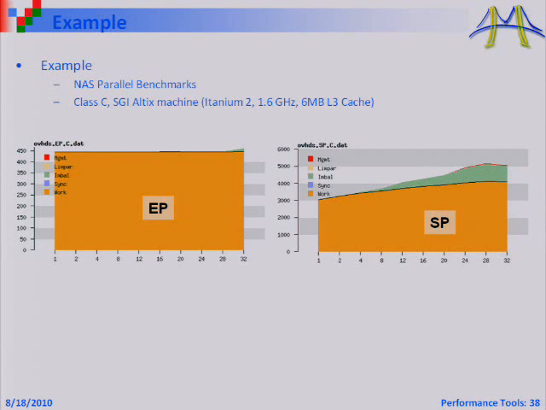So here's an example of how this actually looks in two small benchmark applications. These are from the NAS parallel benchmarks. EP stands for embarrassingly parallel.